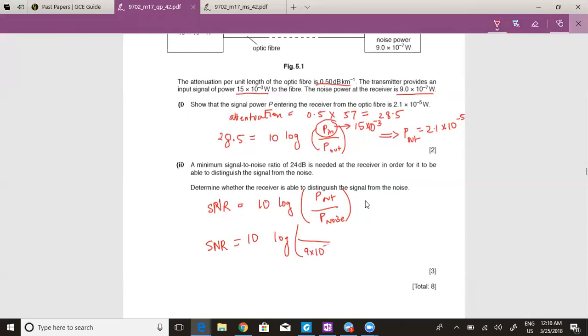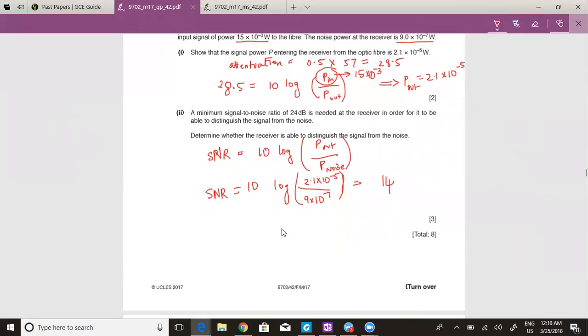We have a noise of 10 to the power minus 7, and the output we have is 2.1 into 10 to the power minus 5. What do we get? This comes out to be 14. So we have less than the minimum SNR, and so this is rejected. So we won't be able to distinguish, right?